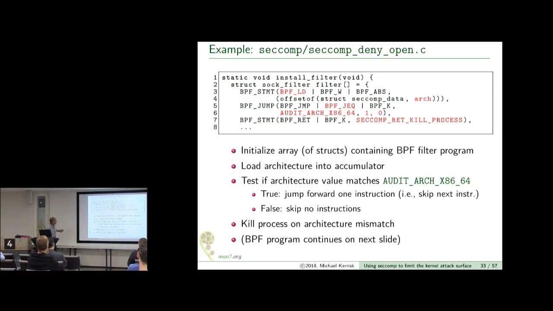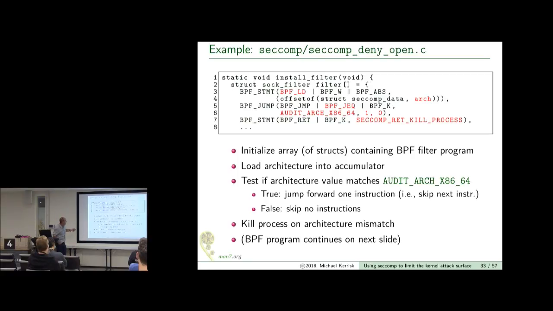Okay, what have we got? Here's our install filter function, and the very first thing here is I've got a struct sock_filter array, which is the instructions of my BPF filter. First thing I'm doing, load a word from the data area. The word I'm loading is the offset of the architecture. In other words, load the architecture into the accumulator.